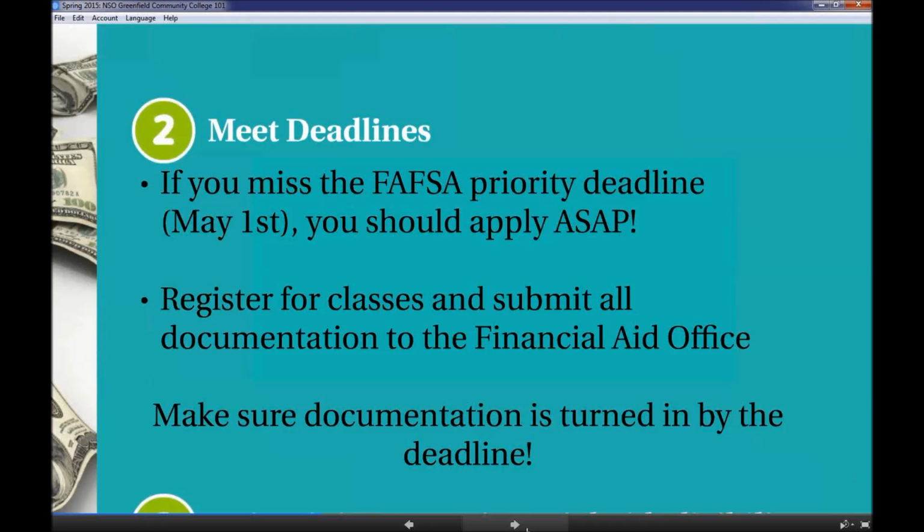And so if you've decided to come to GCC and you've registered for your classes, great. They can see your schedule in the system. They can tell how many credits you registered for. They can continue that process.